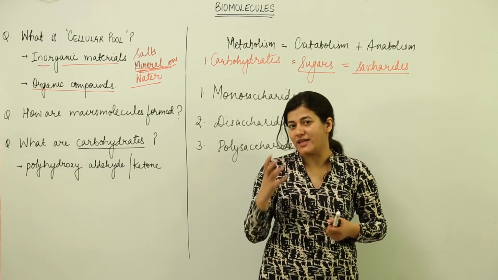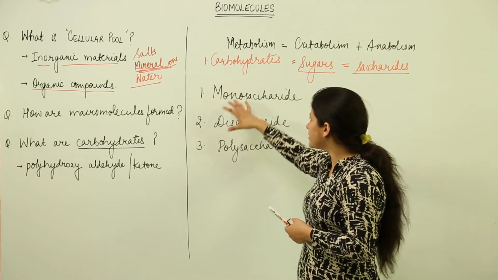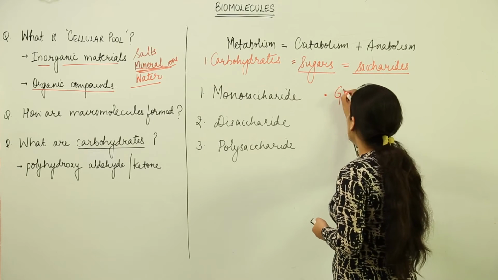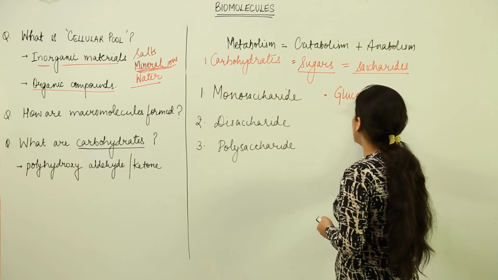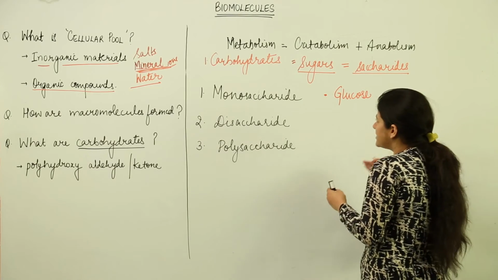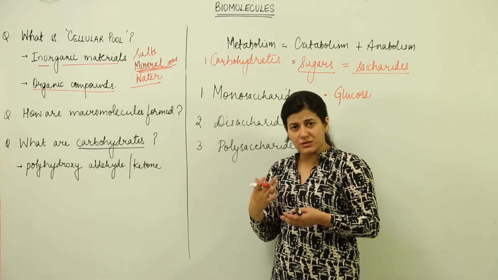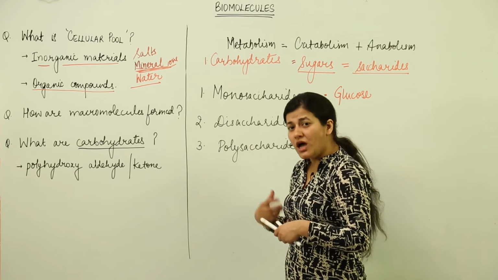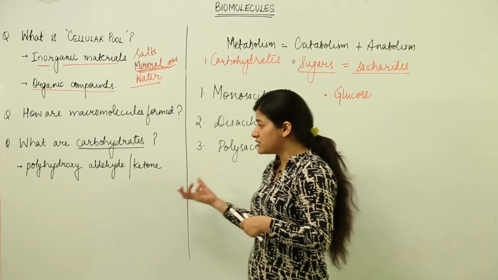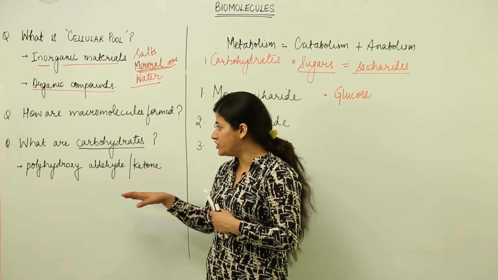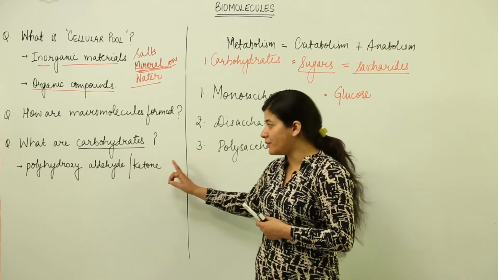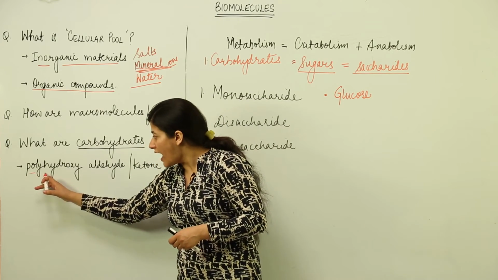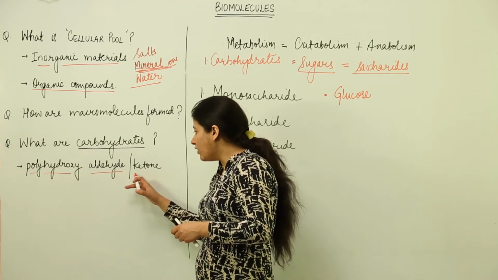If I am talking about a saccharide, what would be the basic structure of a monosaccharide? I am considering glucose over here. Glucose is a monosaccharide that you hear about, the basic sugar formed as a result of photosynthesis, which is then converted to other forms and circulated in the entire food chain. So what are carbohydrates? The term you have to remember is polyhydroxy aldehyde or ketone.